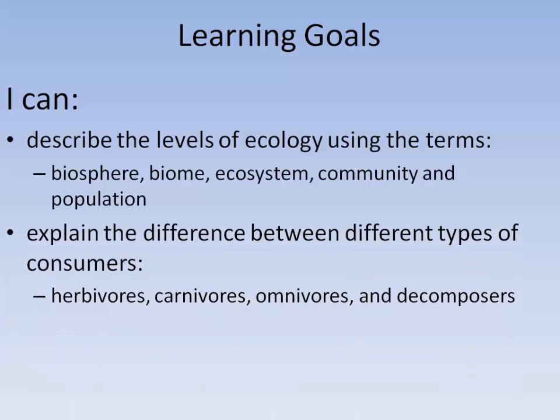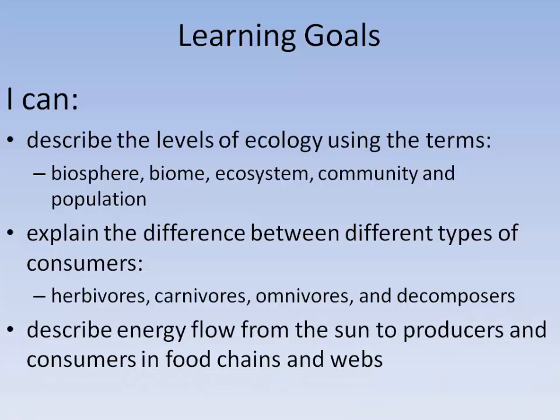We're also going to learn the difference between the different types of consumers: herbivores, carnivores, omnivores, and decomposers. And we're going to be able to describe the energy flow from the sun to producers, and from producers to consumers, and from the different levels of consumers in food chains and food webs.